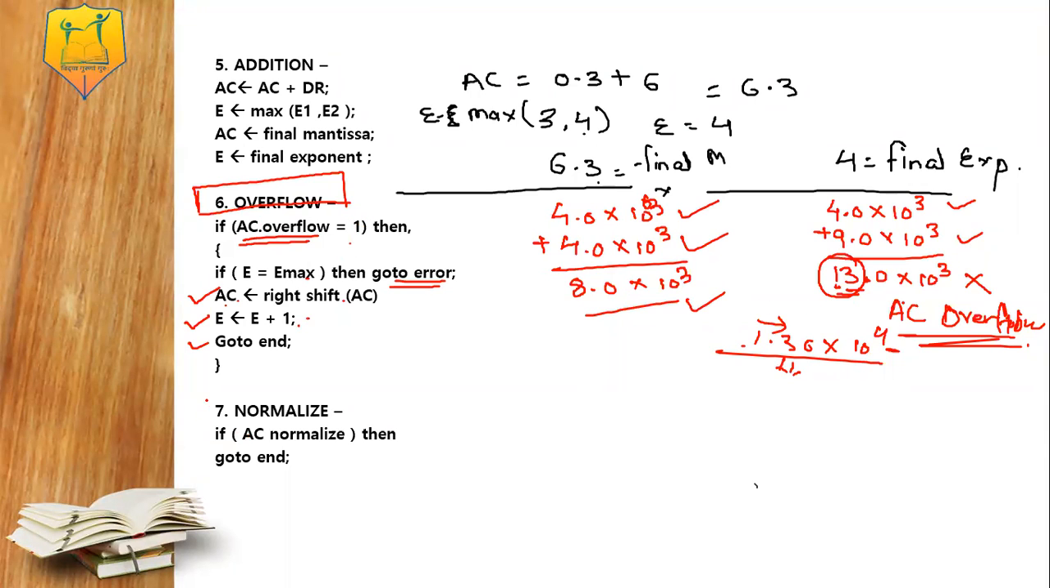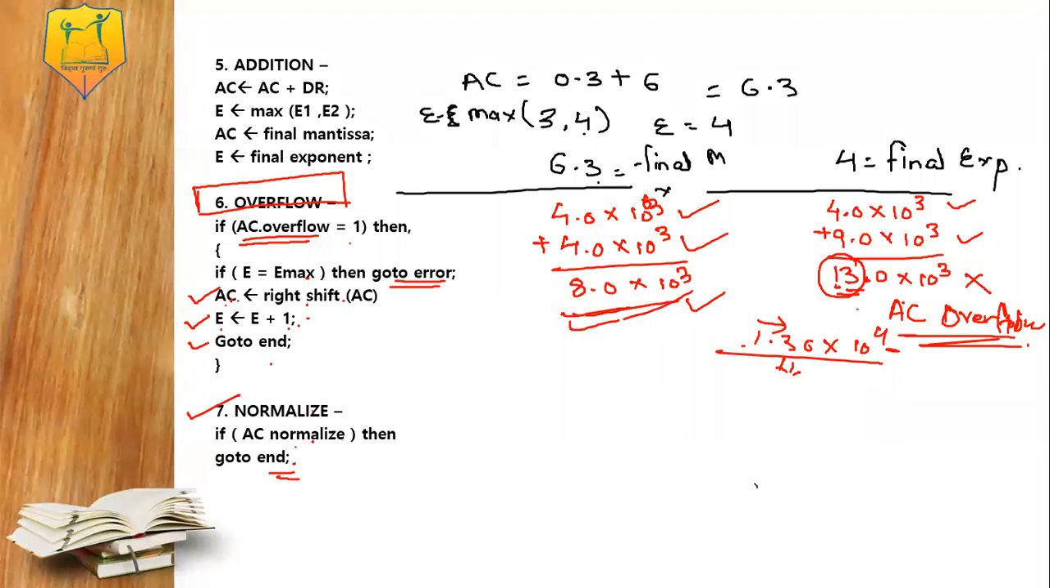Okay. Next concept is normalized concept. Normalized concept what? Already my AC normalized hai. Likewise, yahan pe jo jaise tha, 8.0, it was normalized. Then go to end. End means end of the process. Okay. So agar overflow hai, it means what? More than one digit. Agar aapke left hand side pe hai, then make it normalized. How I'm making normalized? AC becomes the right shift. E matlab exponent becomes exponent plus 1 and then go to the end. But if it is already normalized, then obviously AC normalized, jo bhi aapka value 8.0 into 10 raised to 3 ye value hai, so store them and go to the end process.